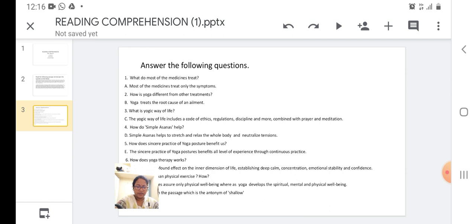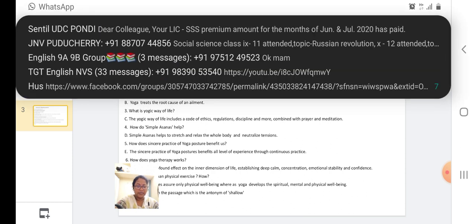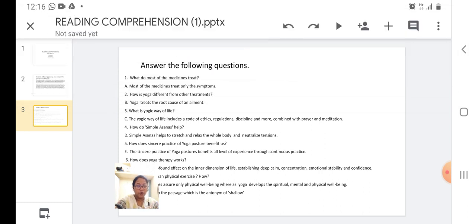The next question is, is yoga better than physical exercise? How? This is for you to really read. You will know whether yoga is really better or the other modern treatment is better. Then, find a word from the passage which is the antonym of shallow. Antonym means the opposite of shallow.